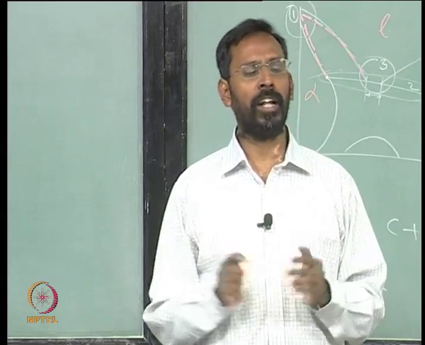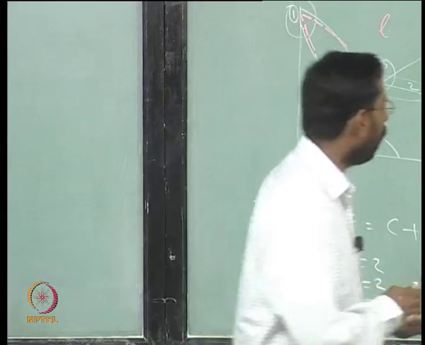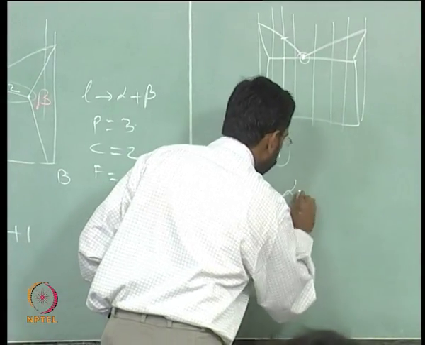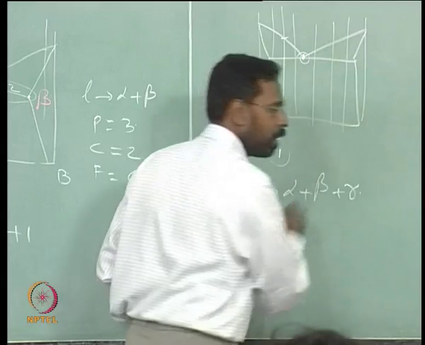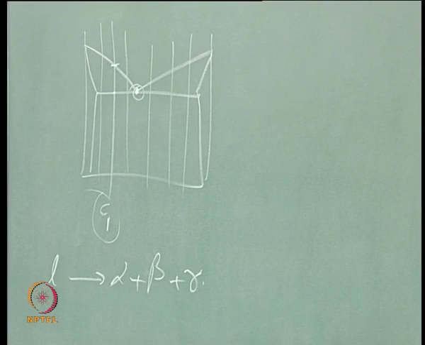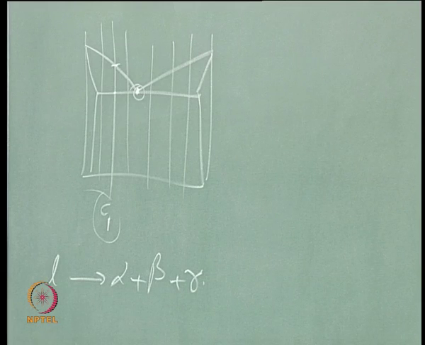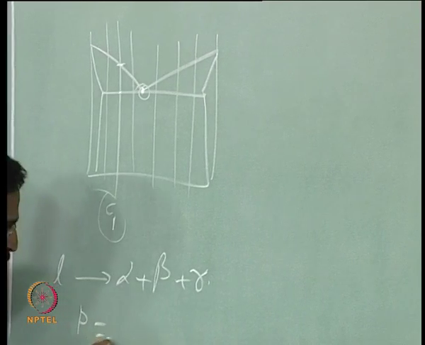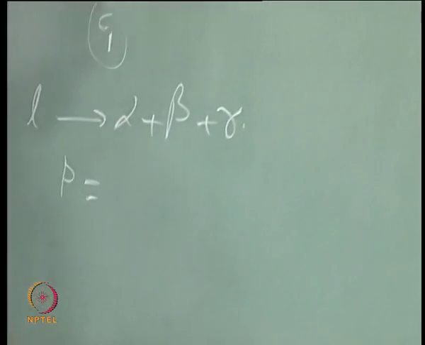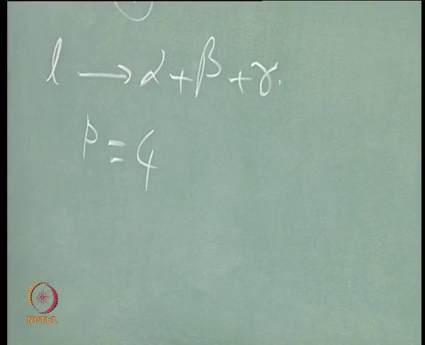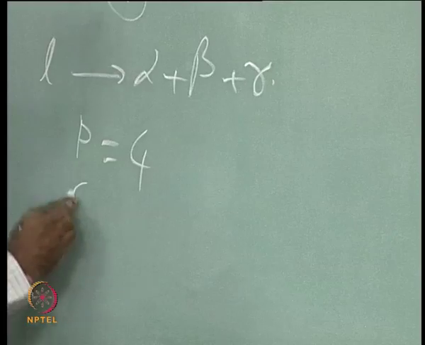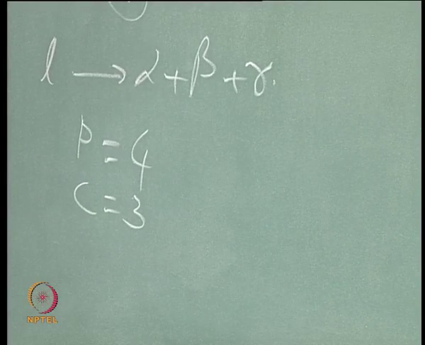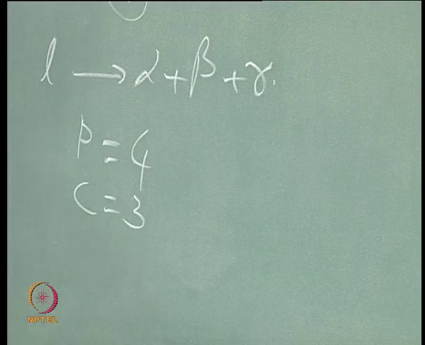But there are special eutectics in ternary systems, where one liquid gives you three solids. There are eutectics like that available in ternary phase diagrams. Such a eutectic again would be invariant, because there P will be equal to how many? 4, not 3. There are 4 phases involved, and the number of components C is 3. If C is 3 and P is 4, then F has to be 0 again.